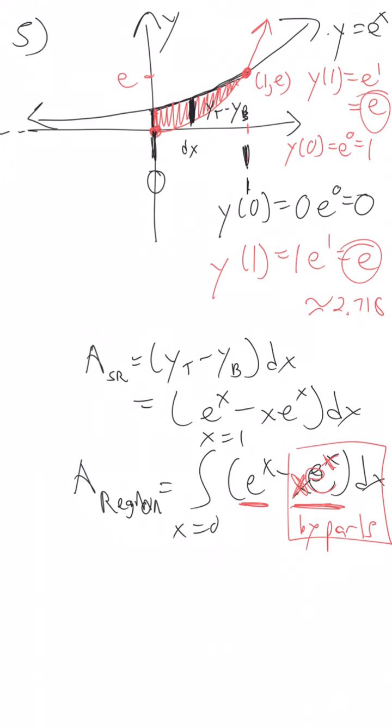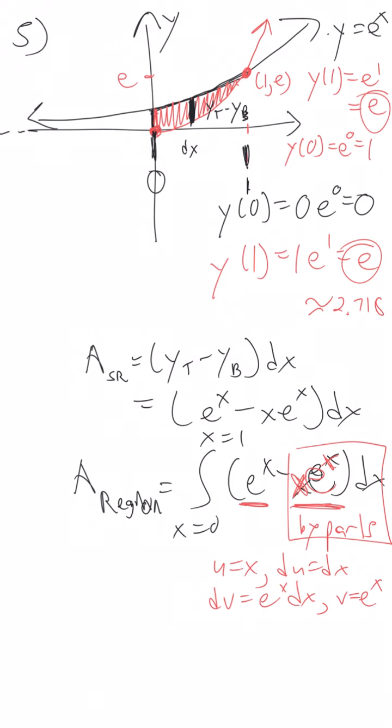Oof. All right, so what's going to be what? U is going to equal x, du will equal dx. dv is whatever was left over, which is e to the x dx. And that means that v equals e to the x. And then you plug in uv minus v du.